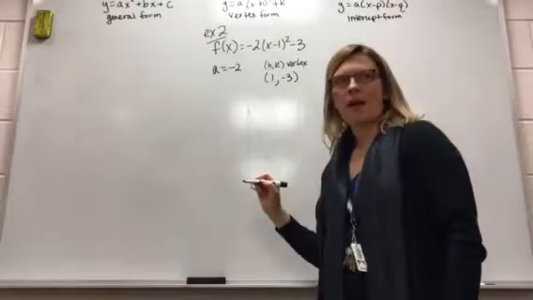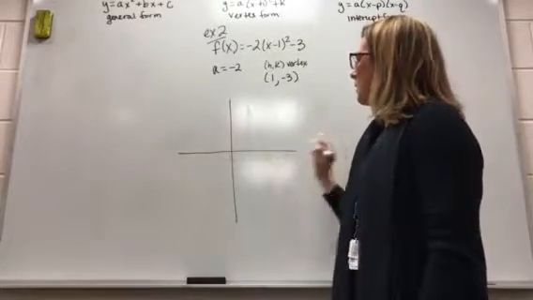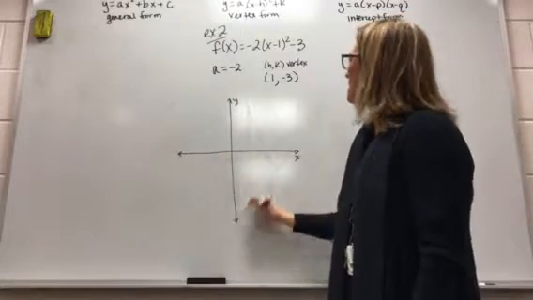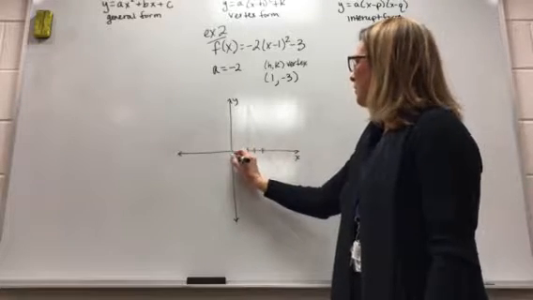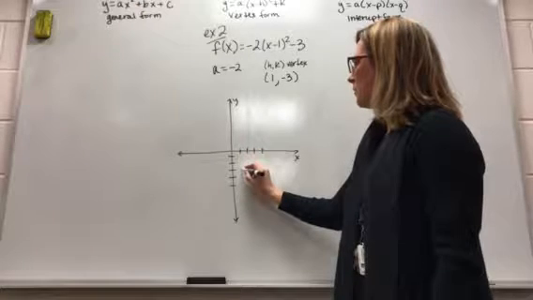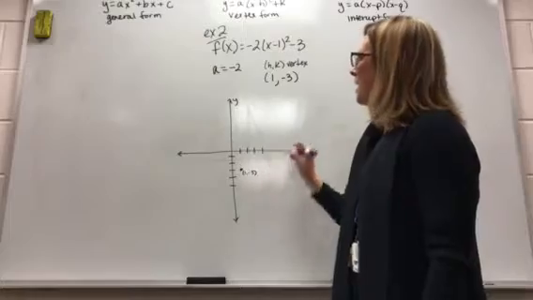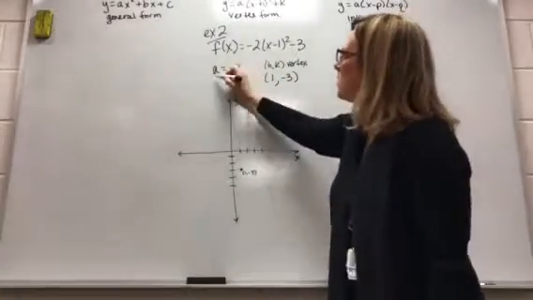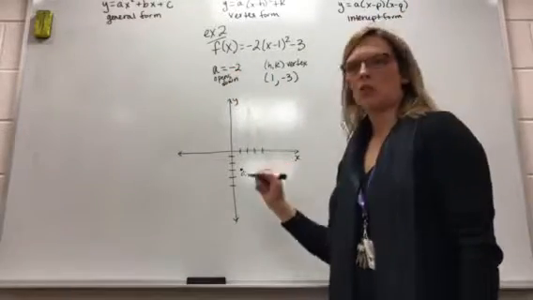So if I wanted to graph this quadratic, first thing I'm going to do is plot my vertex. So my vertex is going to be at (1, -3). So 1, 1, 2, 3. So my vertex is at (1, -3). And this is going to tell me it opens down because it was reflected over the x-axis. So that means it opens down, or my y values have changed signs.